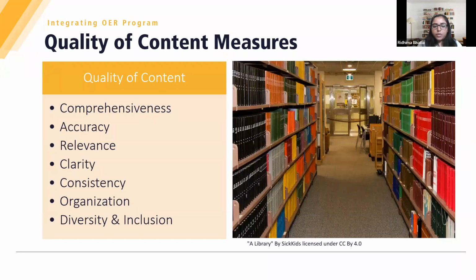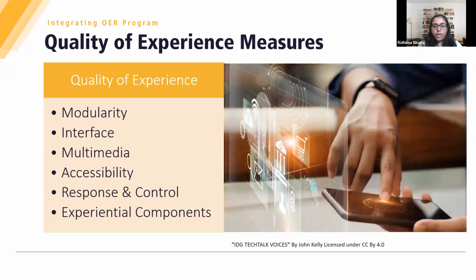So let's now consider the next group of measures, like quality of OER experience, where we have modularity, interface, multimedia, accessibility, response and control, and experiential components. Multimedia means the OER is fully functioning, seamlessly integrated with the content and organized to enhance the user experience. When we talk about the multimedia element criteria, we need to make sure the OER is fully functioning. Is it integrated? Is it organized properly?